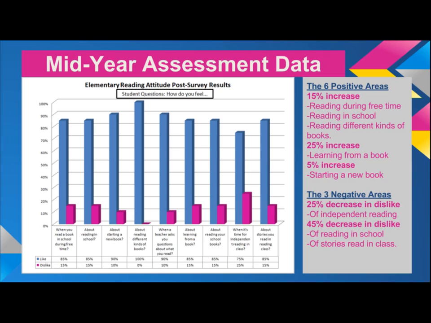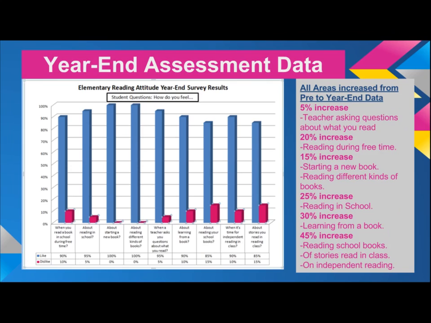When you looked at the pre-assessment data, you noticed that there were 3 very negative areas where my students had very high percentages of dislike. The mid-year assessment data showed a 25% decrease in dislike of independent reading, and also a 45% decrease in dislike of reading in school and of stories read in class. I was excited to see that RazKids was making a positive impact overall on all 9 areas of data. Now let's take a look at the year-end assessment data.